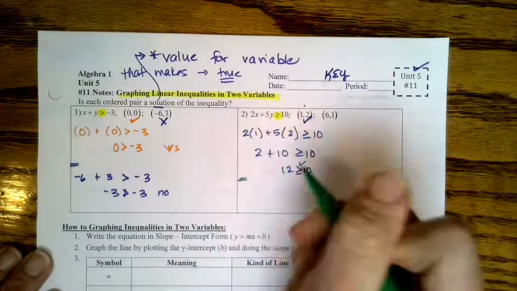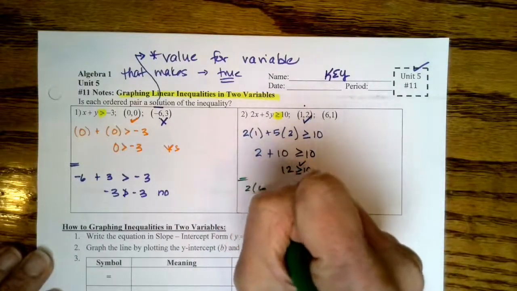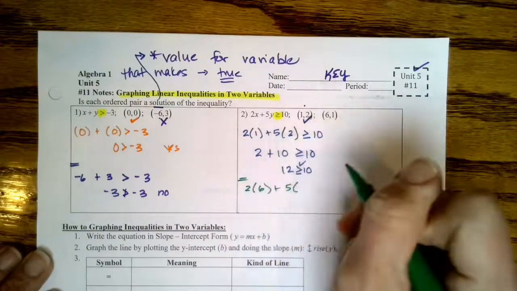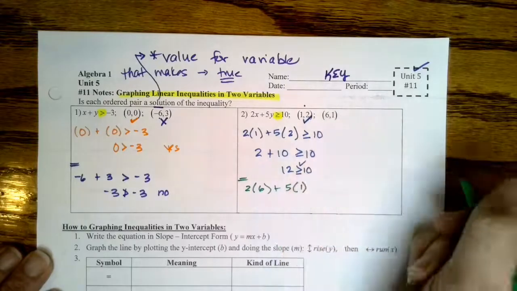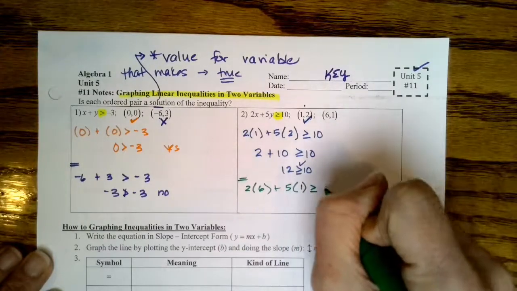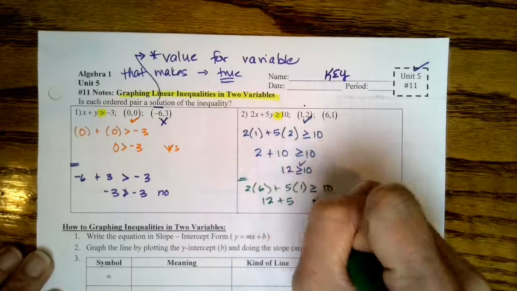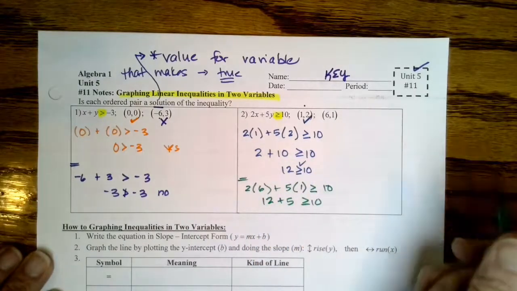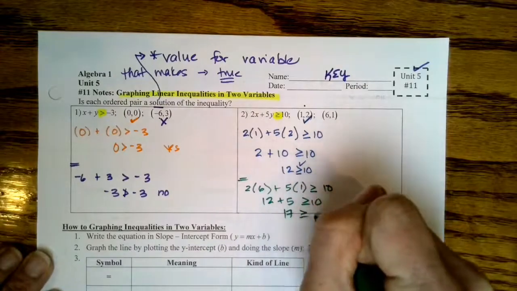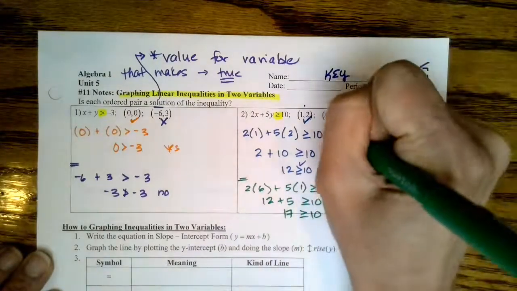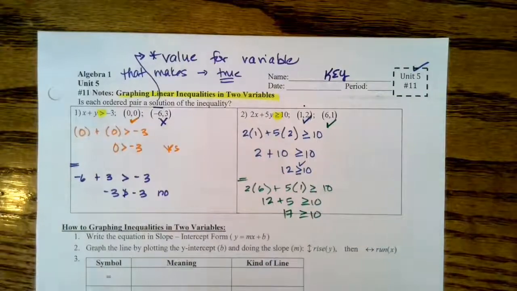Let's check out our second one. 2 times 6 plus 5 times 1, which is our value for y. Is that greater than or equal to 10? Is 12 plus 5 bigger than or equal to 10? Is 17 greater than or equal to 10? Yes, this is also true.